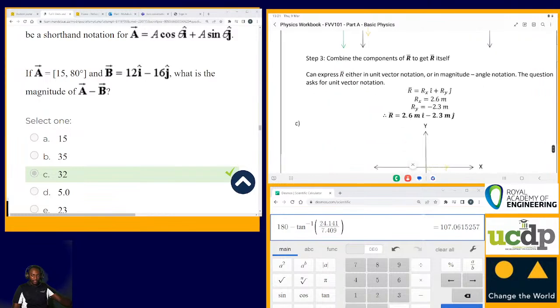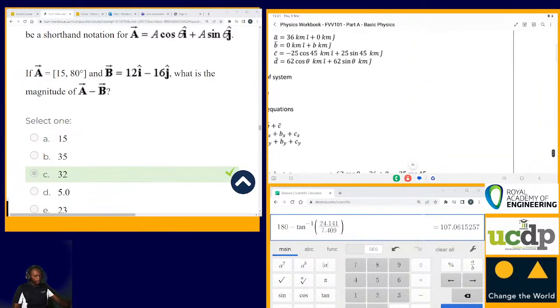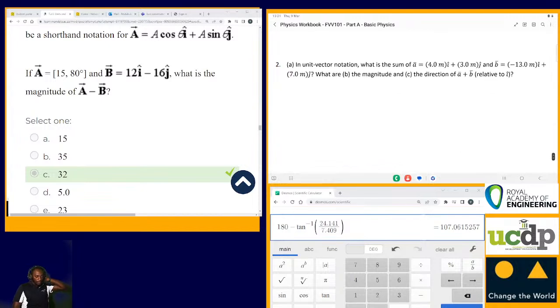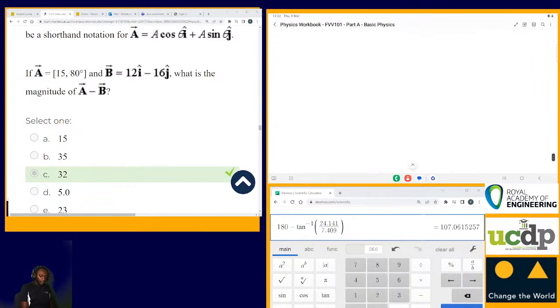Let me know if you've got any questions. So we're going to start with the question that we have here, which is quite similar to some of the questions that you may have come across even when we're looking at the PHYV 101 questions. You'll realize that the questions are quite similar. All right.